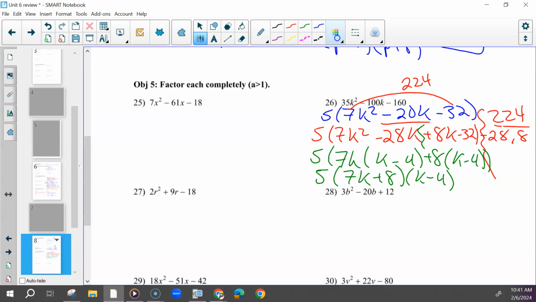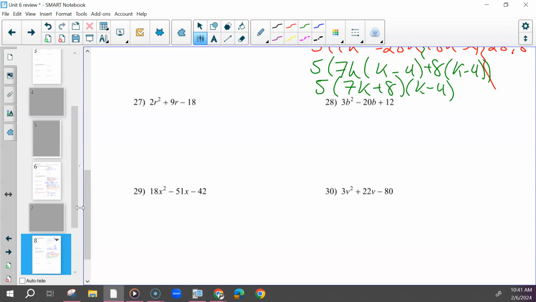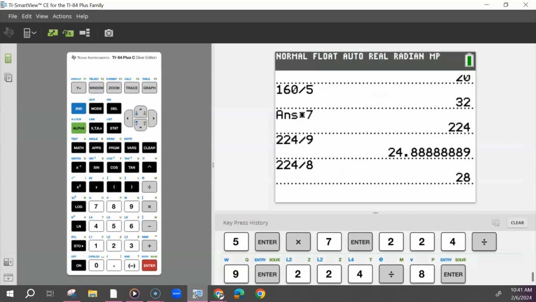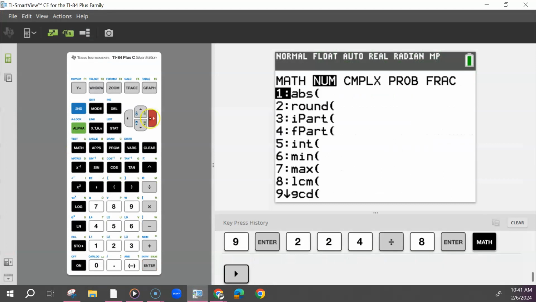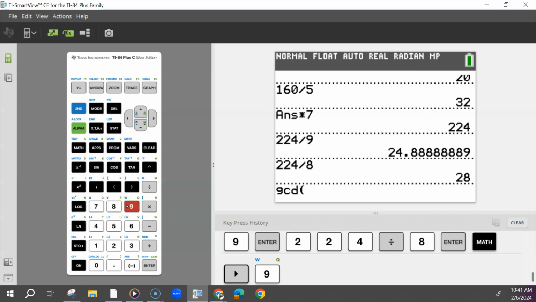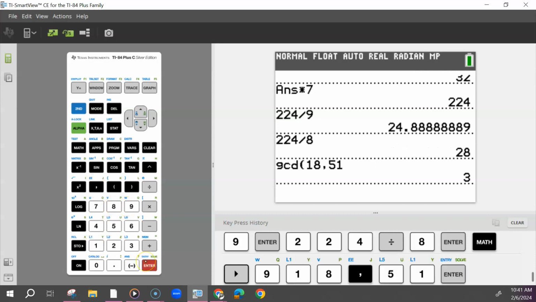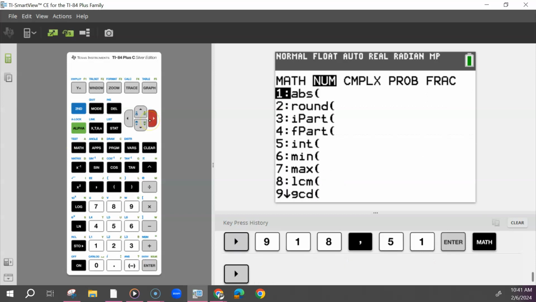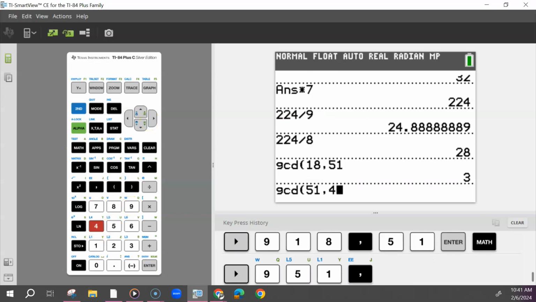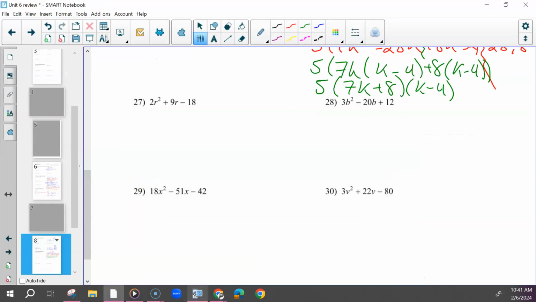We can start one more and finish it when we get back from lunch. Which one? 29. Okay. I want to say this has a GCF. Maybe it's just of 3. Let's try dividing everything by 3.